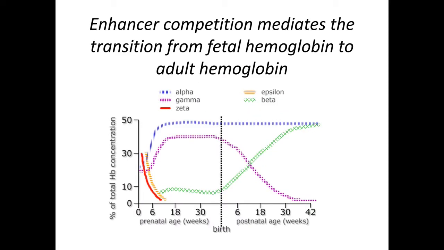Now, what's fascinating about enhancer competition is that it's actually known to mediate the transition from what is called fetal hemoglobin to adult hemoglobin. So as adults, we have two forms of hemoglobin. All right, so shown here with the green is beta and alpha. Okay, so we're older than 42 weeks old, I think most of us, and so we express these two forms of alpha and beta hemoglobin.